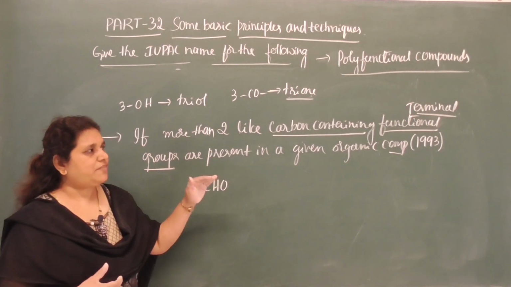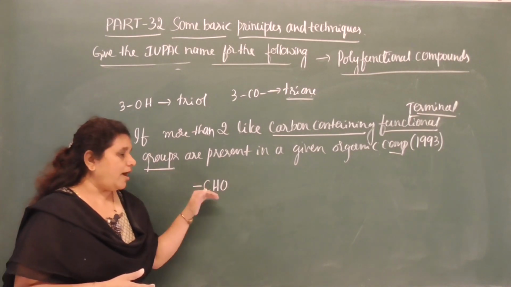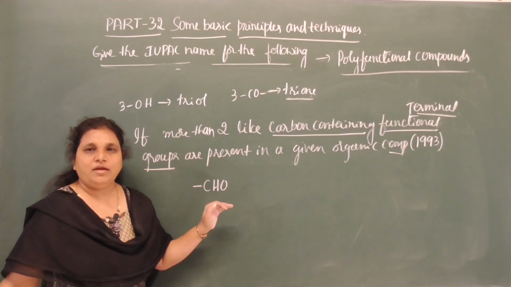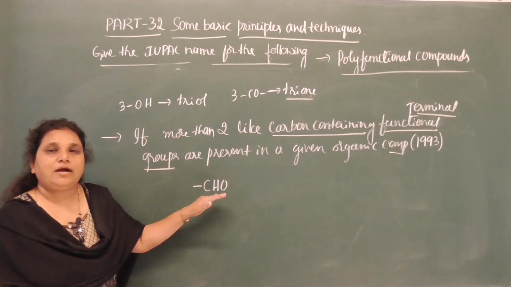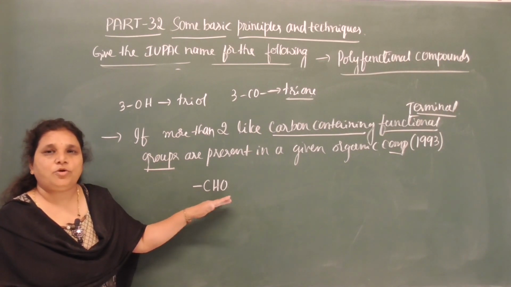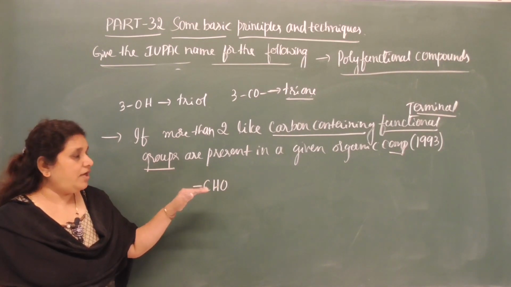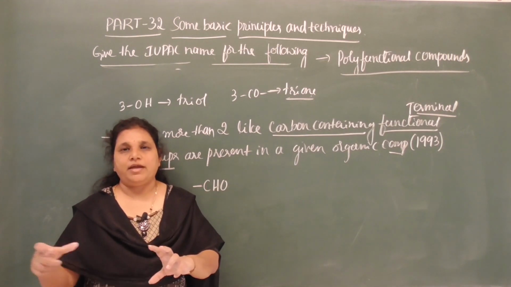On the basis of that 1993 recommendation, if the functional group contains carbon and is terminal, we are not considering the carbon atom of those functional groups in the root word, but we need to name such compounds as a derivative of the parent alkane.